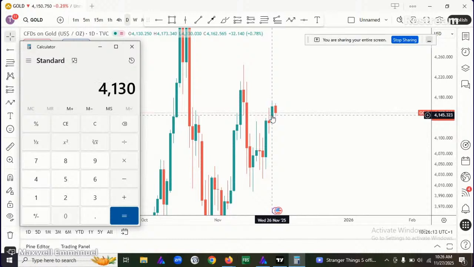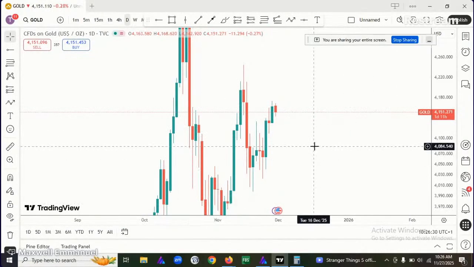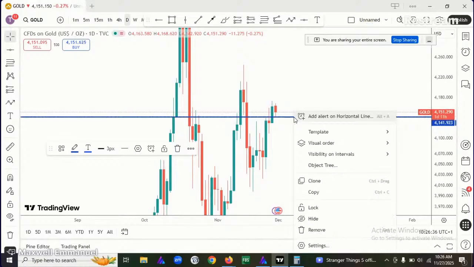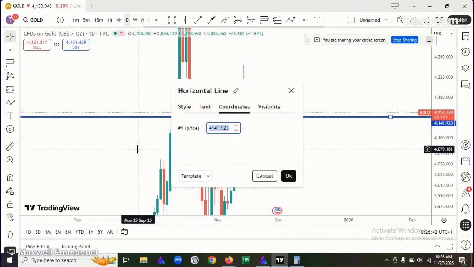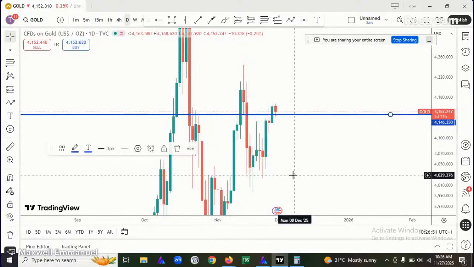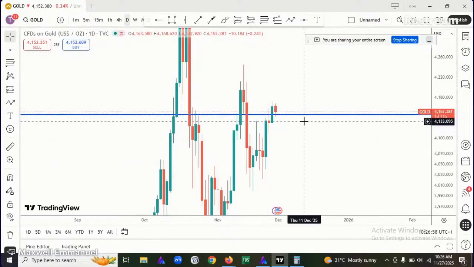That's 4130.2 plus 4162.5, which gives 4146.35. I think it has tested that level. Okay, you can see the market has tested.